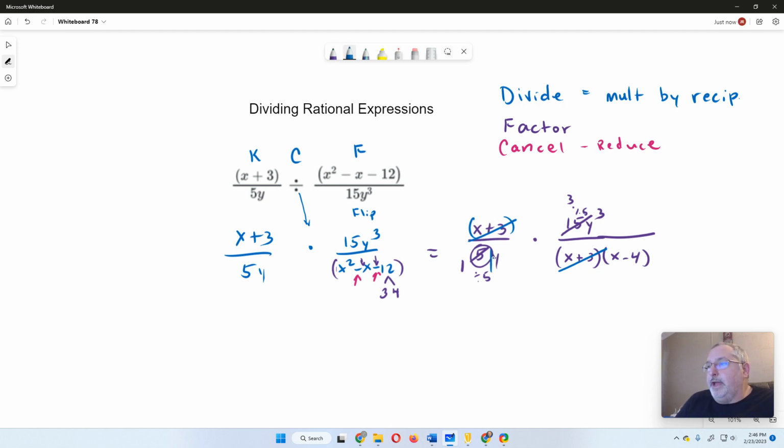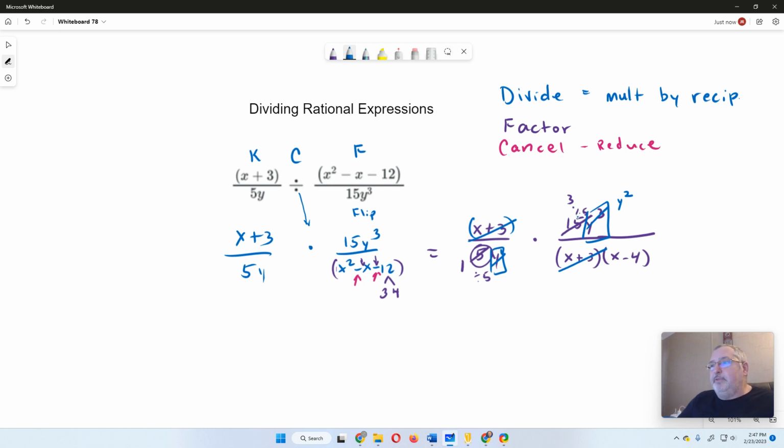And then I've got the y's. Well, I have a y to the first power here. I have a y to the third power here. Remember that when you're dividing with exponents, you subtract them. So I can subtract the 1 from the 3 and be left with y squared.